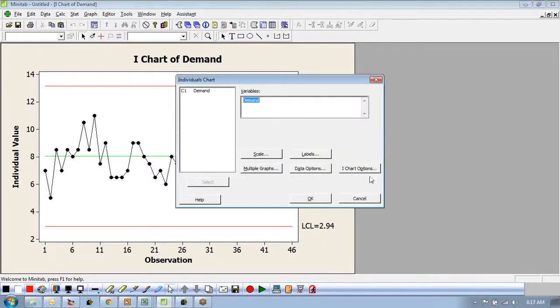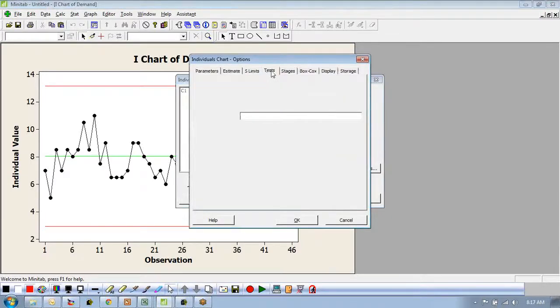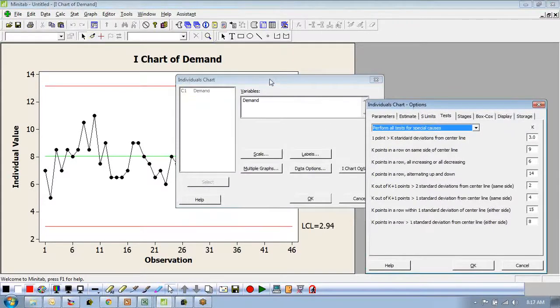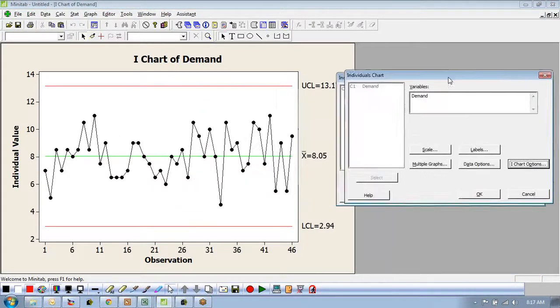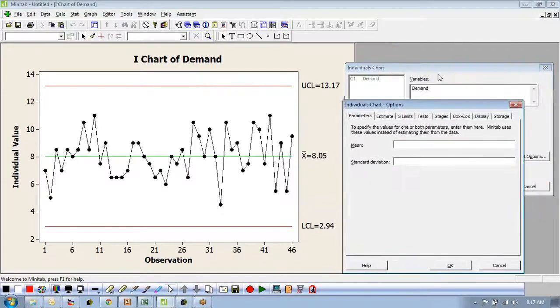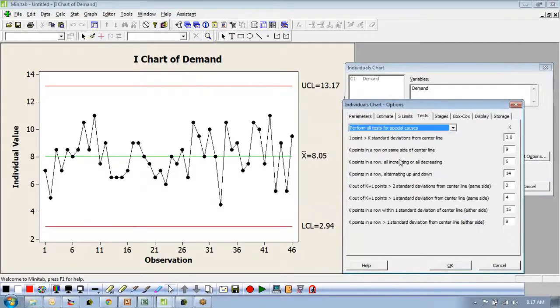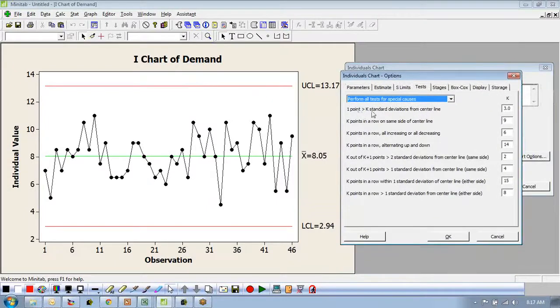Now, I'm also going to show you, if you go into I-Chart options, statisticians have developed all sorts of other tests to look for patterns in our data. Let me cancel this. I want to move this over. There we go. So here's our test for 1 point outside of 3 standard deviations. They've made it really easy to read by not numbering them and by putting K instead of the number. That's really helpful. Not really. Okay, 1 point outside of 3 standard deviations. That's the one that we've been using.